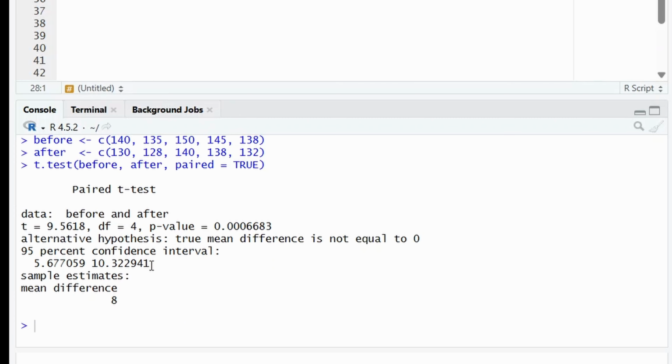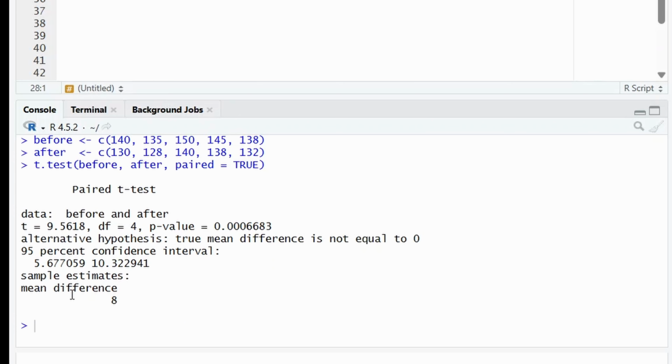This interval tells us the plausible range for the true mean difference. Importantly, the interval does not include 0. It is entirely positive. This reinforces the conclusion that there was a meaningful increase or decrease, depending on how the difference was calculated. If this represents blood pressure before minus after, for example, it suggests the intervention reduced blood pressure by somewhere between about 6 and 10 units on average.